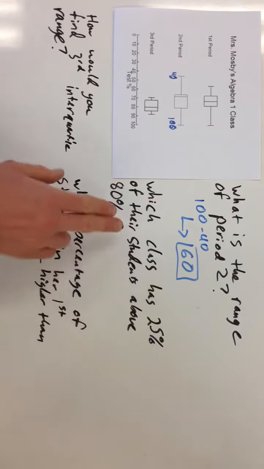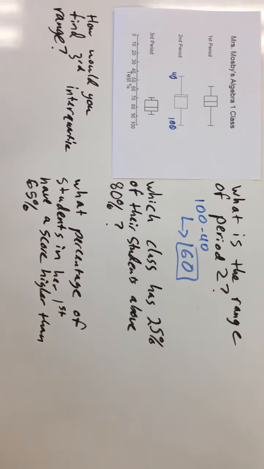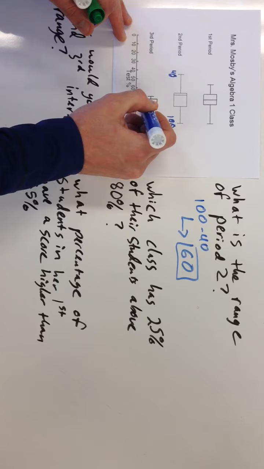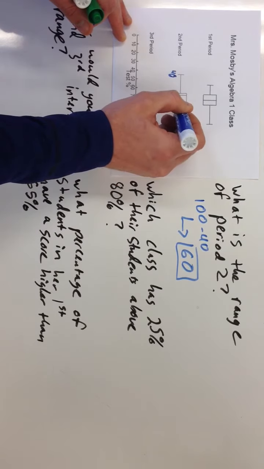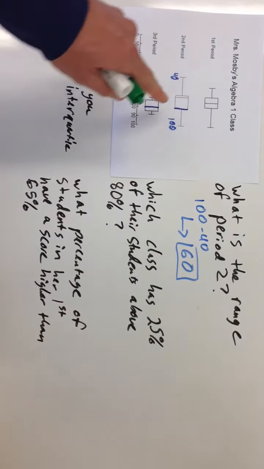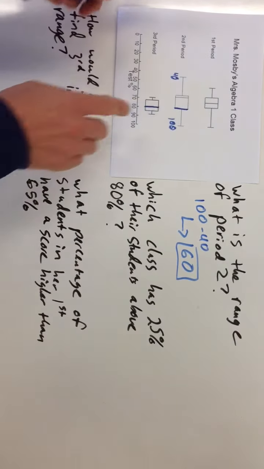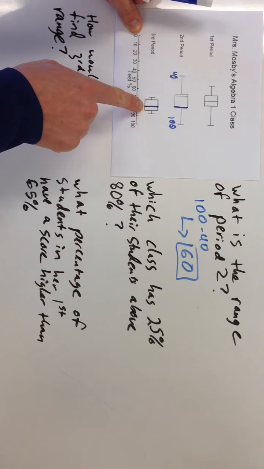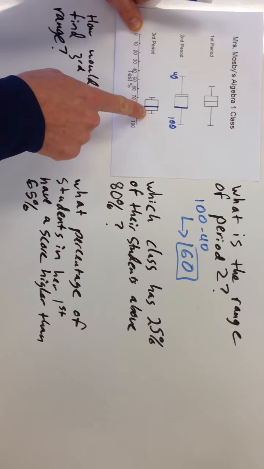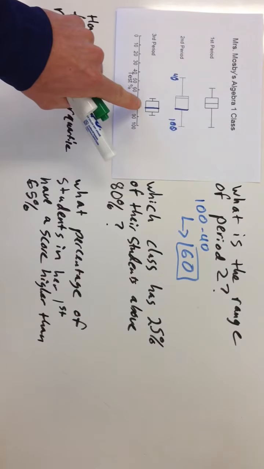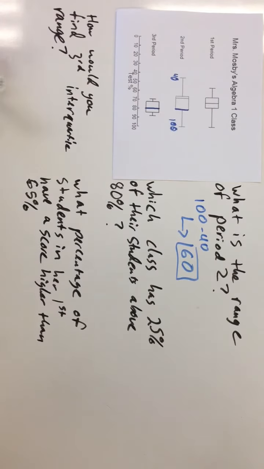Which class has 25% of their students above 80%? So I'm going to look at third period right here, and I'm just going to highlight 80%, 80%. Right? So two of them are kind of there at 80%. This one right here is the median, so it means that there's 25 and 25%. So there's two parts of the box and whisker above. So this class has 50% of their class above 80%.